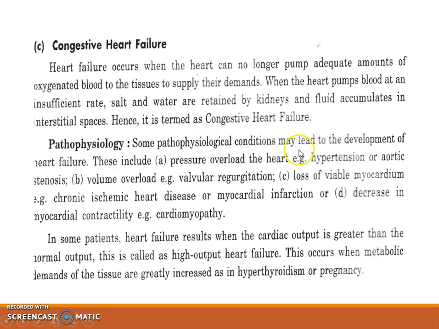Pathophysiology. Some pathophysiological conditions may lead to the development of heart failure. These include pressure overload of the heart, for example hypertension or aortic stenosis; volume overload, for example valvular regurgitation; loss of viable myocardium, for example chronic ischemic heart disease or myocardial infarction; and decrease in myocardial contractility, for example cardiomyopathy. Sometimes heart failure results when the cardiac output is greater than the normal output. This is called high output heart failure, and it occurs when the metabolic demands of tissue are greatly increased, as in hyperthyroidism or in the case of pregnancy.